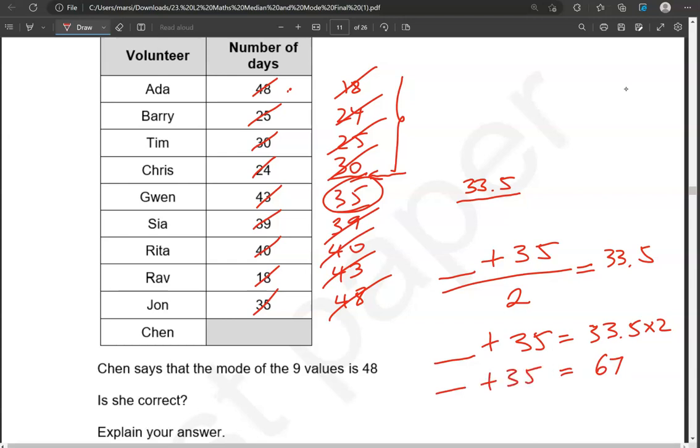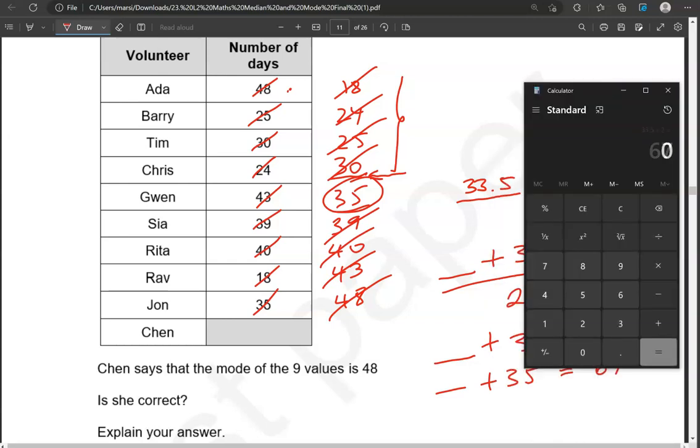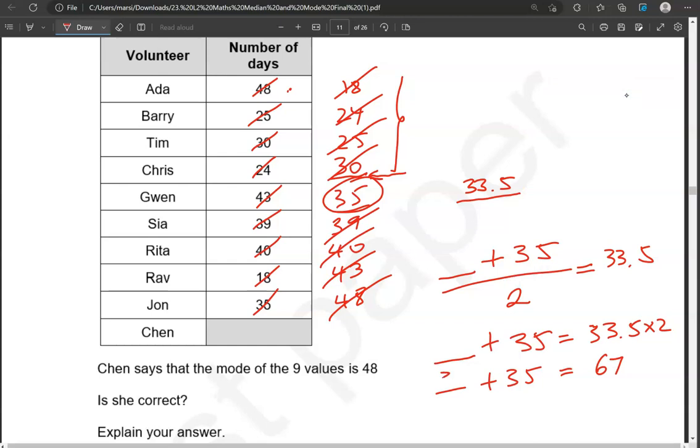So what is that number? We add to 35 and it gives us 67. So we'll do 67 take away 35, which is 32. So the missing number is 32.